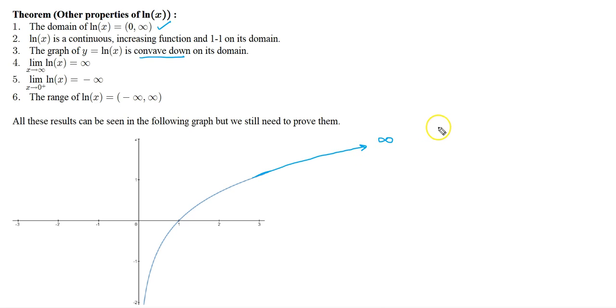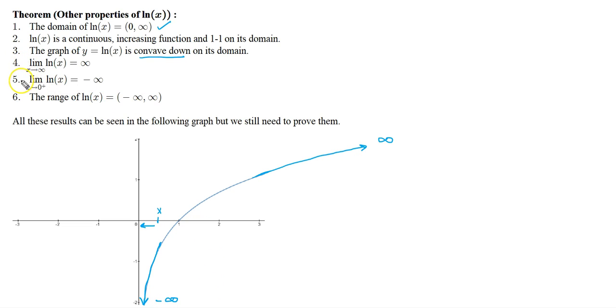It does continue up towards positive infinity. And number 5 here, as x approaches 0 from the right, the natural logarithm approaches negative infinity. So you can see that from the graph here. As we let x, if we pick a point here, x, and we let it slide towards 0 from the right, you see how the graph of the natural logarithm does appear like it's going down. And it does, in fact, go all the way down to negative infinity.